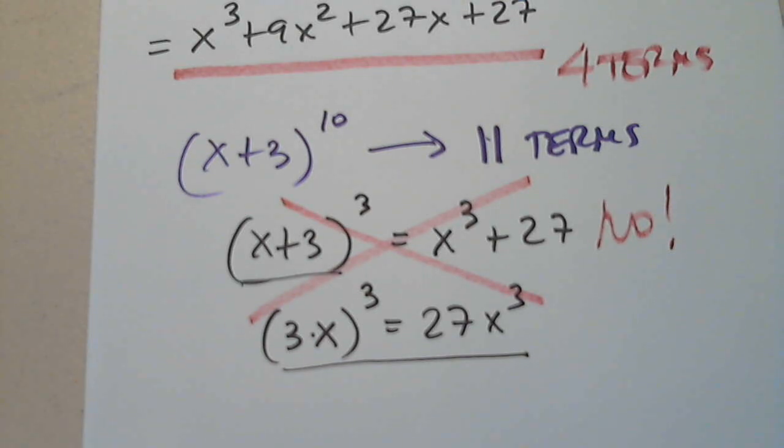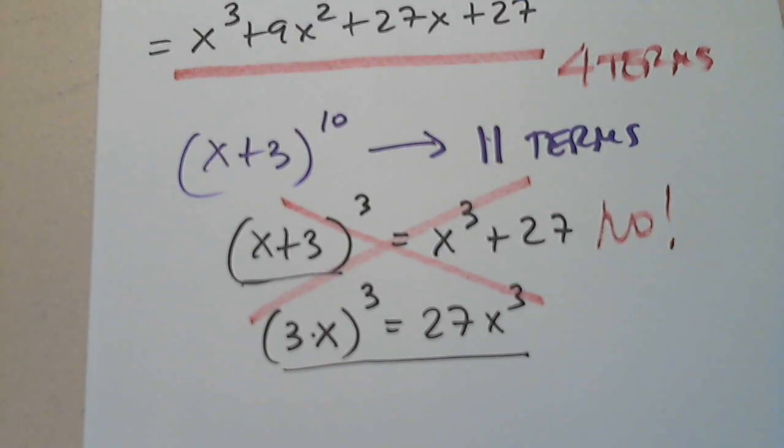Okay. Good. Going back. So here we have to write 4 terms. Exactly what we obtained. X to the third plus 9x squared plus 27x plus 27.